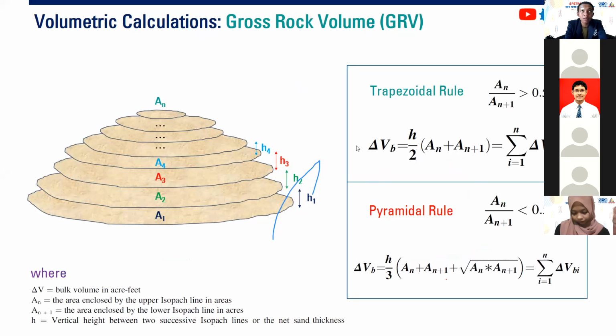Okay, so you can see here delta VB, which is the delta of the bulk volume. If we sum all of the bulk volumes, we can obtain the total gross rock volume of our reservoir. So that's one. We need to know the volume of our reservoir, the gross rock volume.